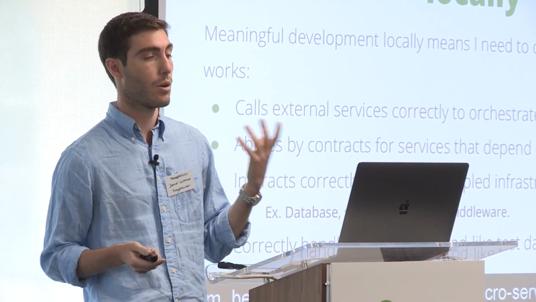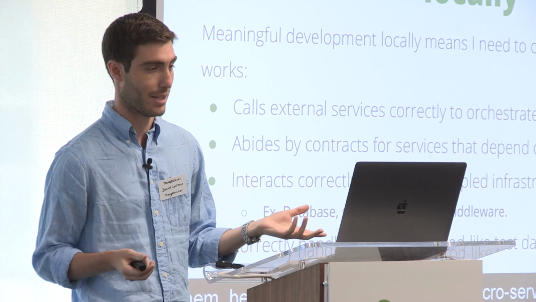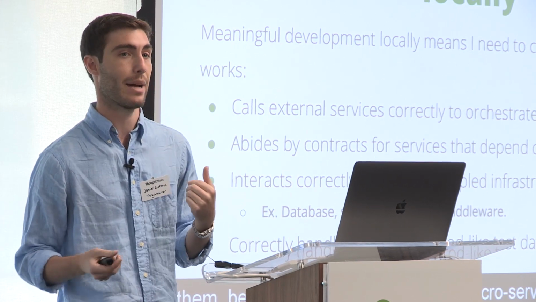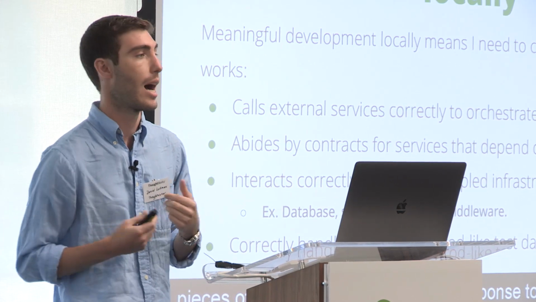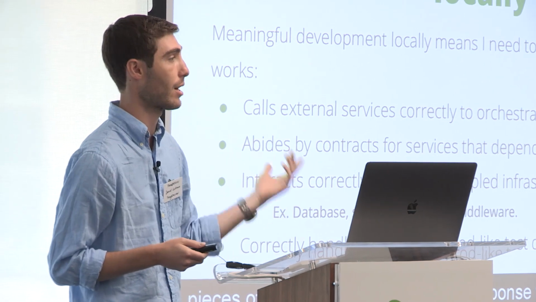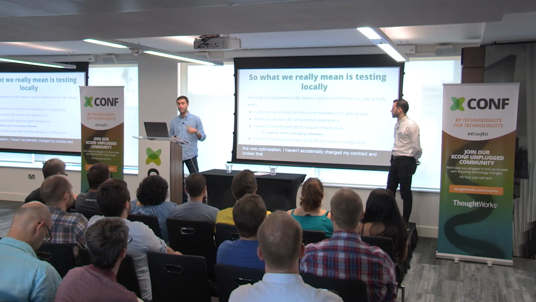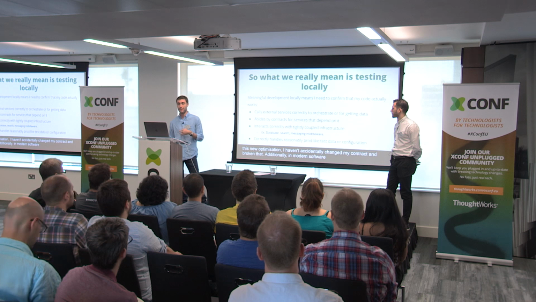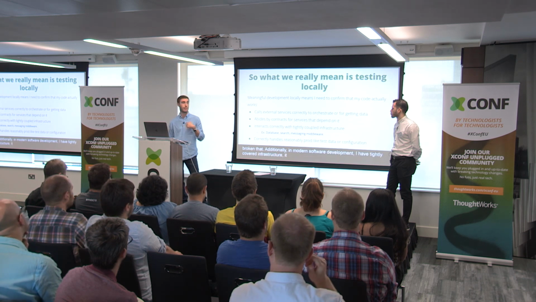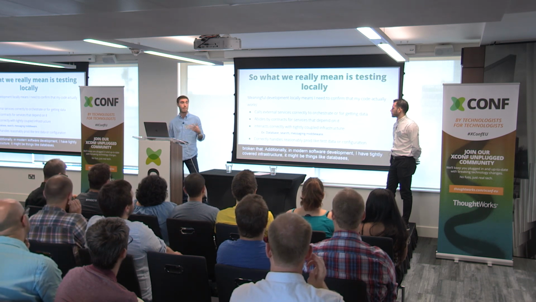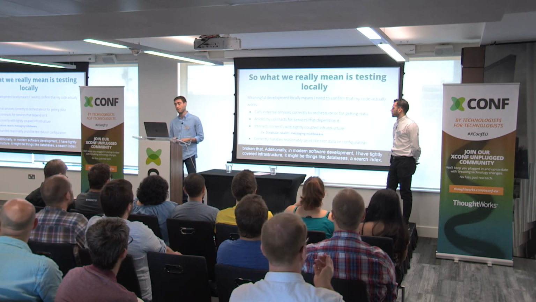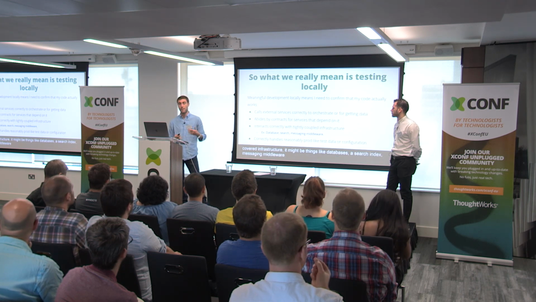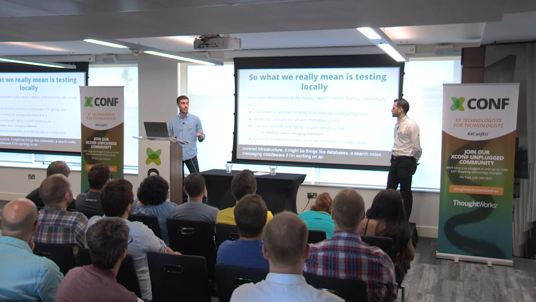or I have a contract with these other services, and I want to make sure that I'm abiding by that. If other people are calling me, I'm responding in a way that these other services are expecting. In modern software development, I have tightly coupled infrastructure. These might be things like databases. This might be things like a search index, maybe in my messaging middleware if I'm working on an event-driven application. And I really want to make sure that I'm interacting with these correctly.